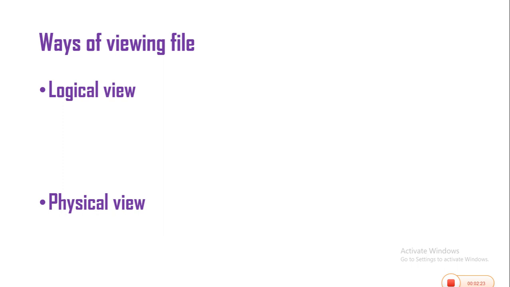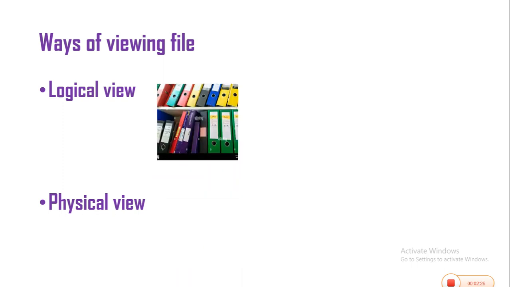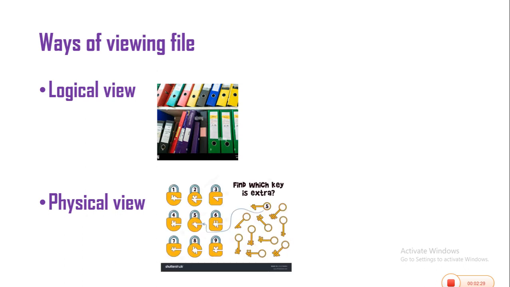Now let's look at the ways of viewing files. We have two ways of viewing a file. You either view a file as a logical file or as a physical file. A logical file is a file, and this is an example of a logical file. It's a file that when you view it, you have to do some little mental work to be able to understand the way that file is structured.